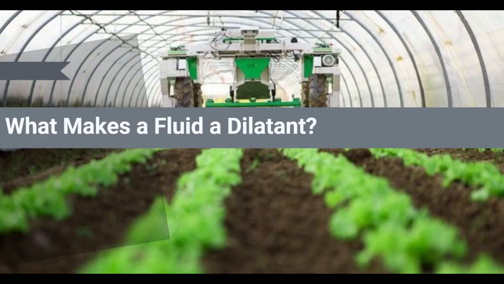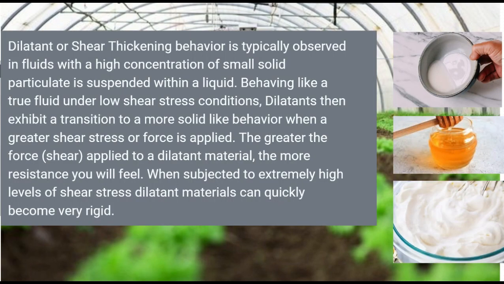What makes a fluid a dilatant? Dilatant or shear thickening behavior is typically observed in fluids with a high concentration of small solid particulate suspended within a liquid. Behaving like a true fluid under low shear stress conditions, dilatants then exhibit a transition to a more solid-like behavior when a greater shear stress or force is applied. The greater the shear force applied to a dilatant material, the more resistance you will feel. When subjected to extremely high levels of shear stress, dilatant materials can quickly become very rigid.